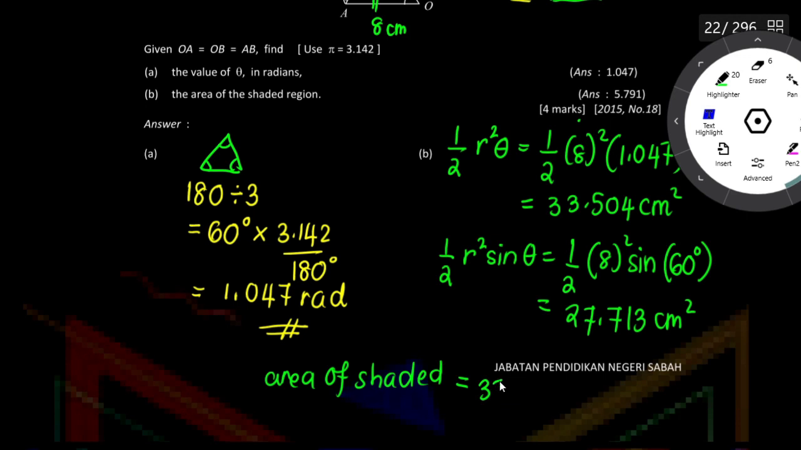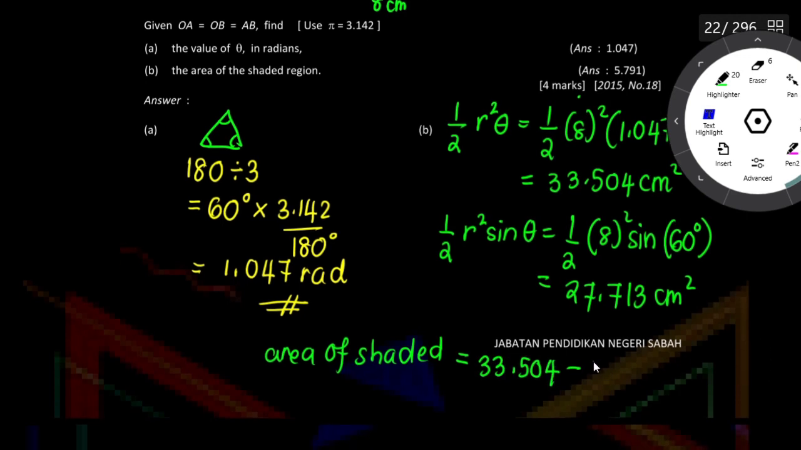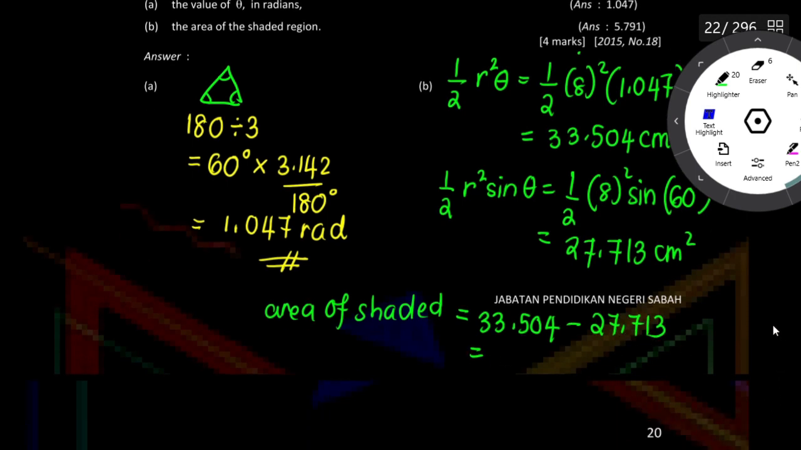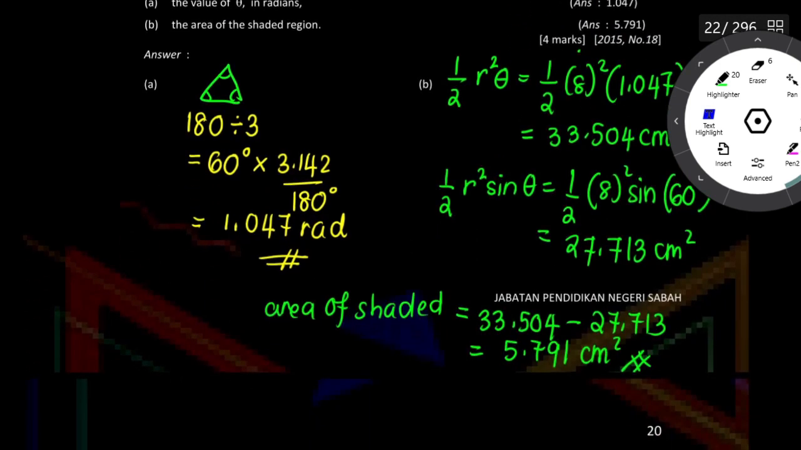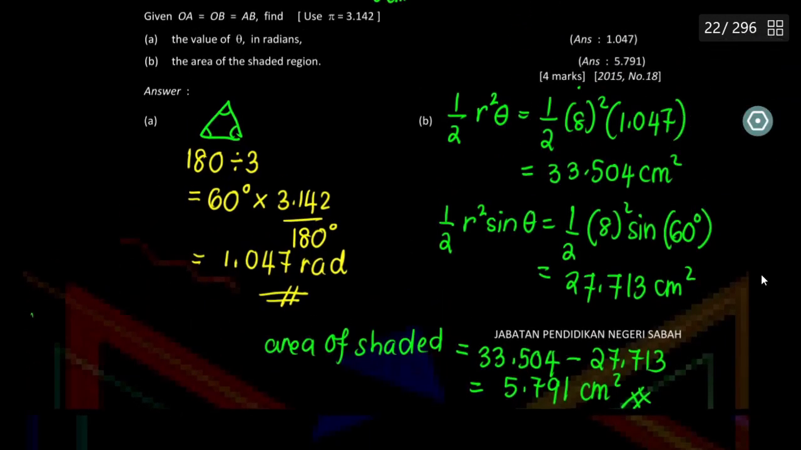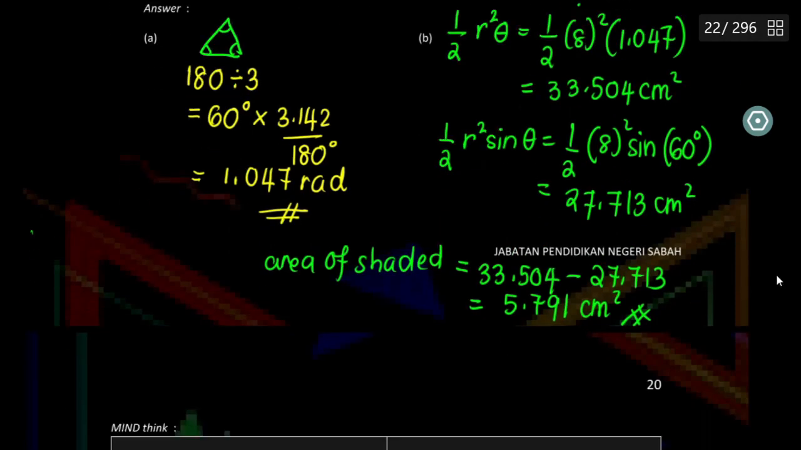So now to find the area of the shaded region, very easy already. Take the entire sector minus the triangle. So 33.504 minus 27.713, the answer is 5.791 centimeter square. This is area, so it is squared. So yes, this is correct with the given answer here.